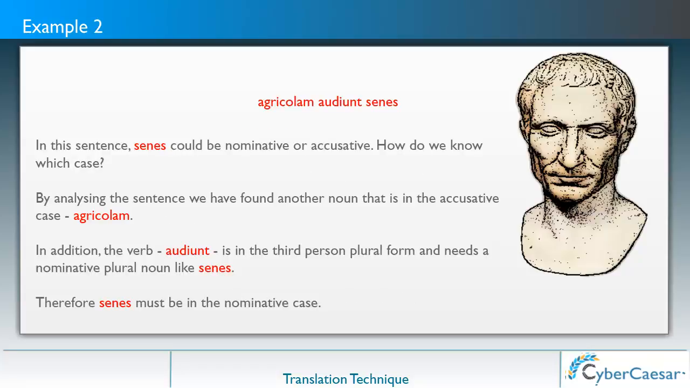In this sentence, senes could be nominative or accusative. How do we know which case? By analyzing the sentence we have found another noun that is in the accusative case, agricolam. In addition, the verb is in the third person plural form, and needs a nominative plural noun like senes. Therefore senes must be in the nominative case.